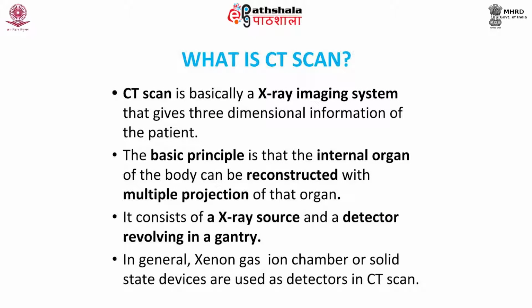What is a CT scan? CT scan is basically an X-ray imaging system that gives three-dimensional information of the patient. The basic principle is that internal organs of the body can be reconstructed with multiple projections of that organ. It consists of an X-ray source and a detector revolving in a gantry. In general, xenon gas ion chambers or solid-state devices are used as detectors in the CT scan.